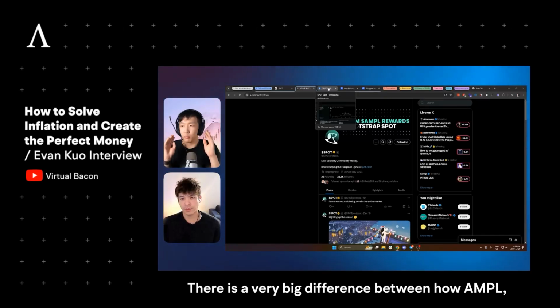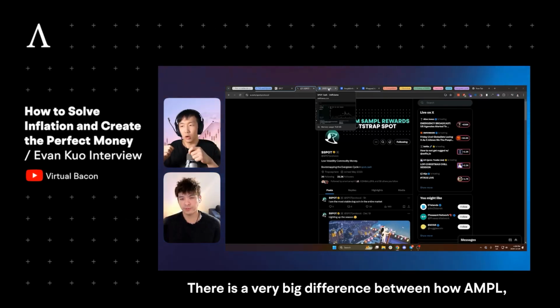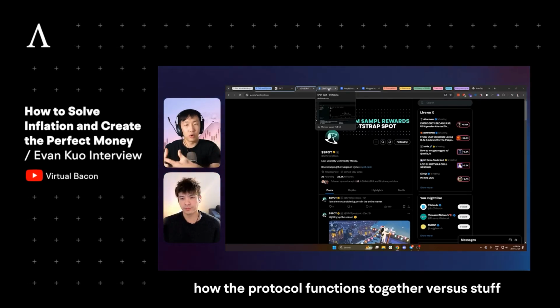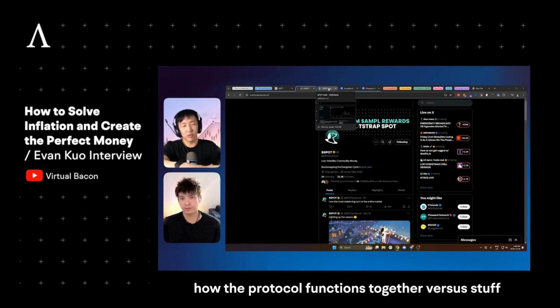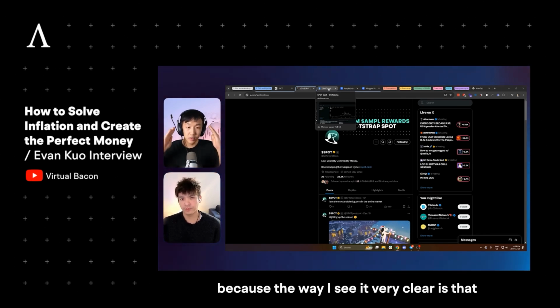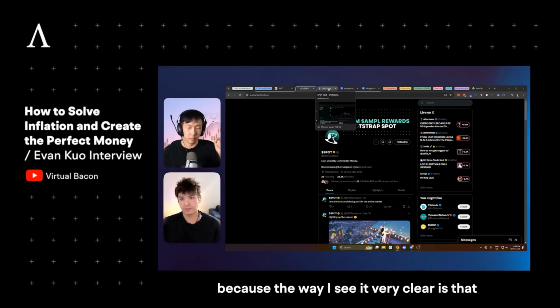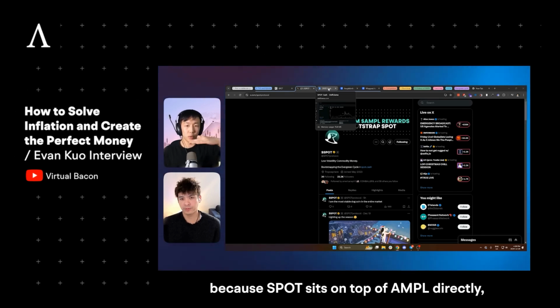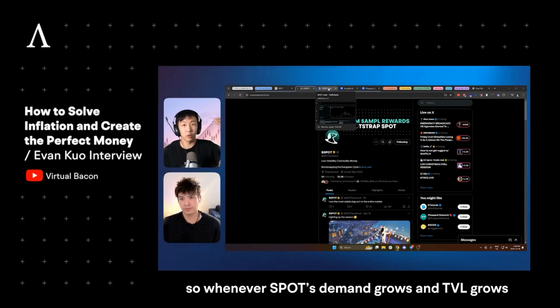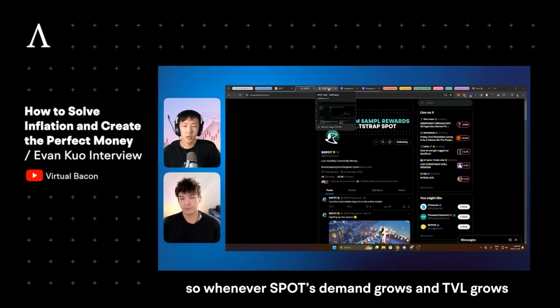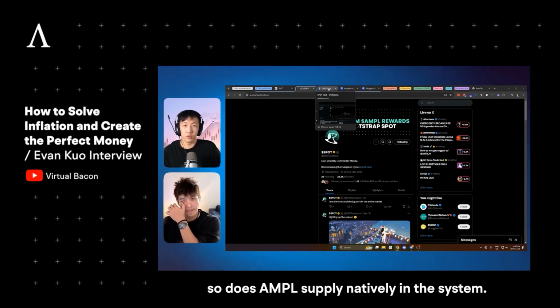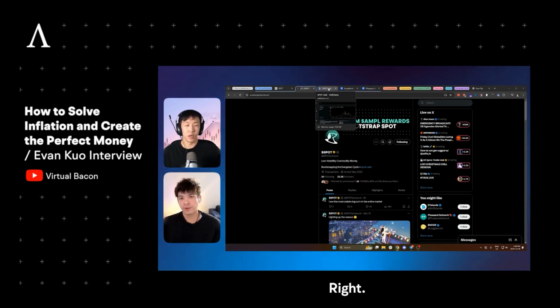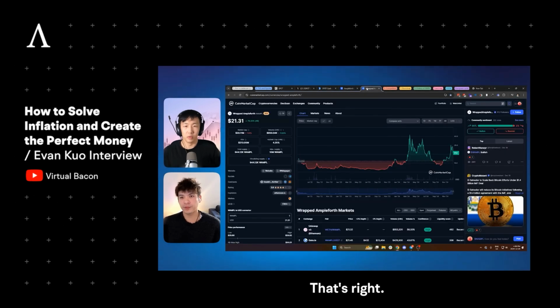There is a very big difference between how Ample, how the protocol functions together, versus stuff like Ethena, et cetera. Because the way I see it very clearly is that because Spot sits on top of Ample directly, whenever Spot's demand grows and TVL grows, so does Ample's supply natively in the system, right? And this is how I've been tracking this.